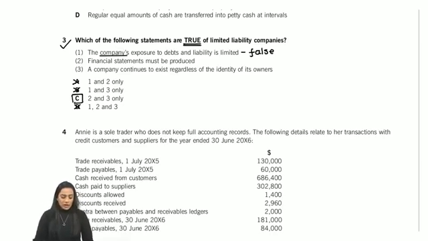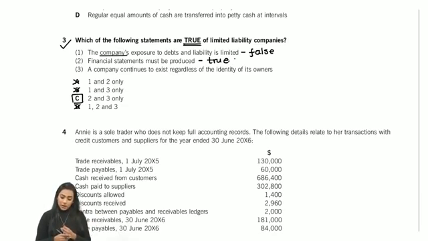Statement 2. Financial statements must be produced. This is true. If you are an incorporated business, or if you're a limited liability company, then you are required by law to produce financial statements and file them in Companies House.